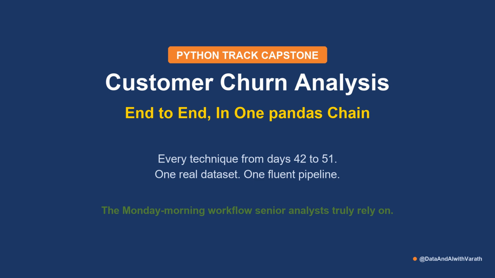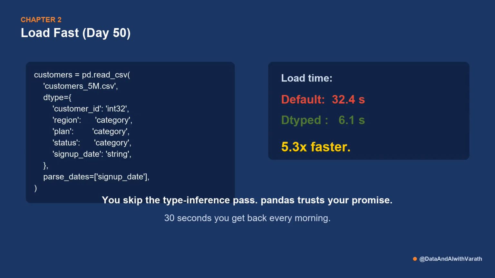Load fast, merge safely, shrink memory, extract features, aggregate, cross-tab, and avoid the 2 silent bugs that would have sent the wrong numbers to your CEO. Let's build it. First move, load the CSV with types up front.